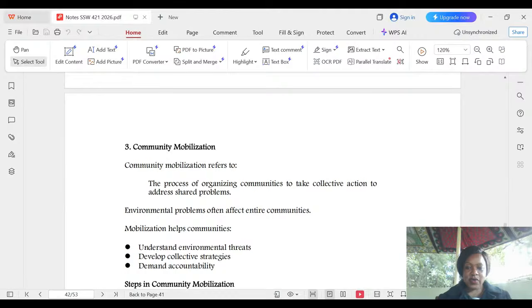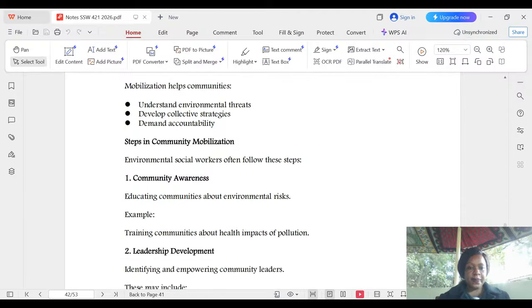So you need to have your weapons ready, and you'll be helping them to demand accountability from the environmentally irresponsible party. So what steps will you follow? These are the steps you usually use in your community development. Creating awareness. The community needs to be aware about the environmental risks, for example, training them about the health impacts of pollution.